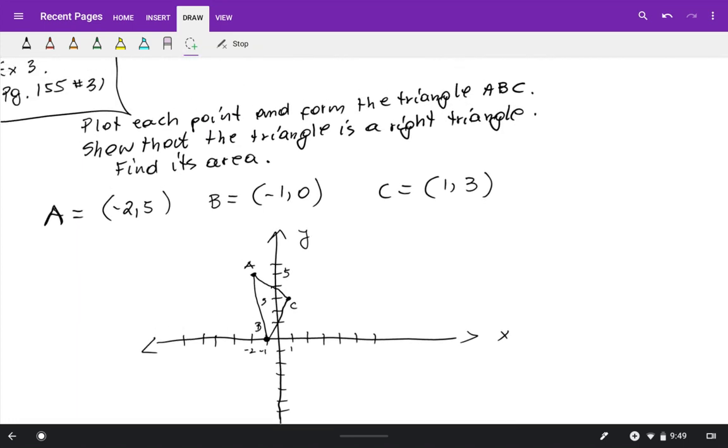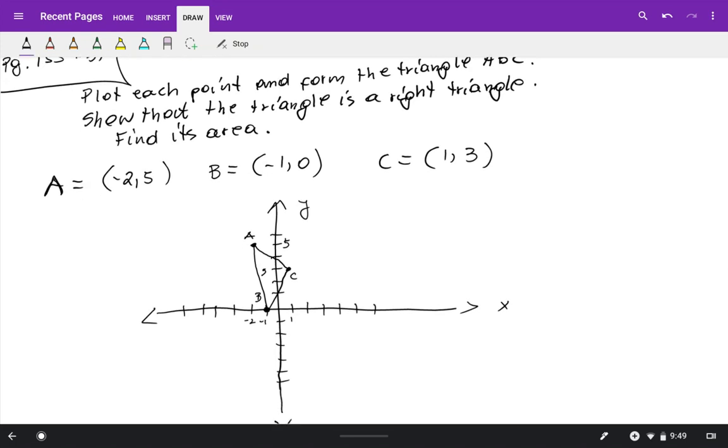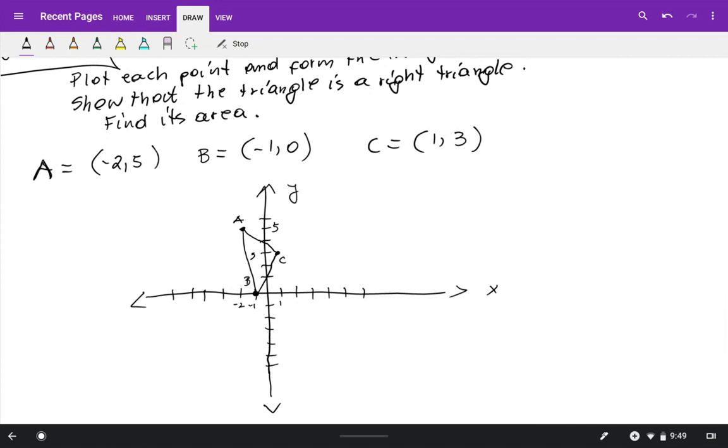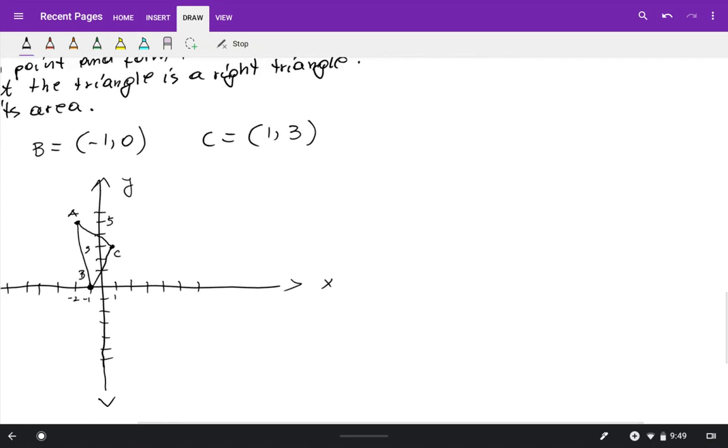So show that the triangle is a right triangle. What we know about right triangles, you definitely know the Pythagorean theorem. So this is how we're going to approach that problem.